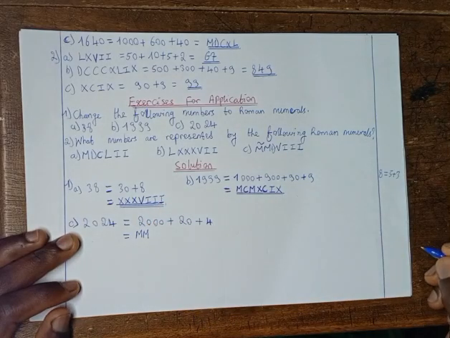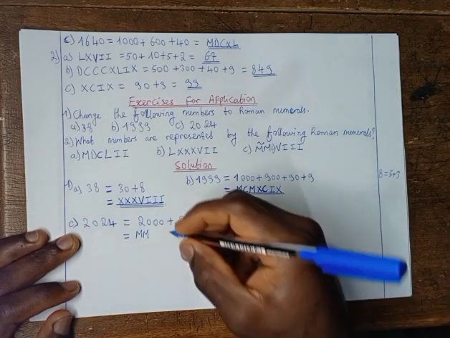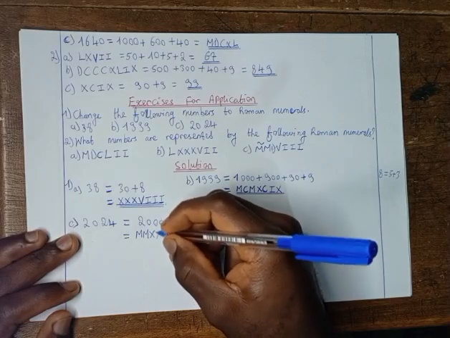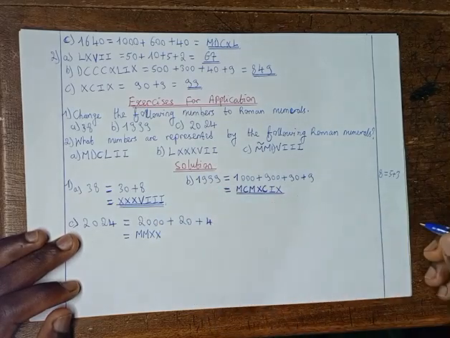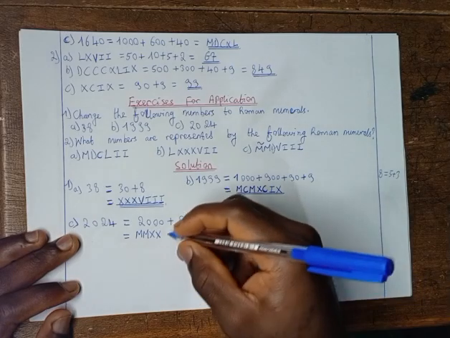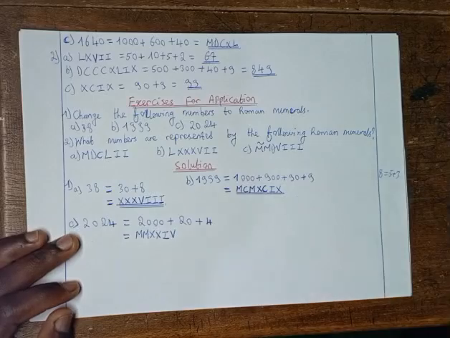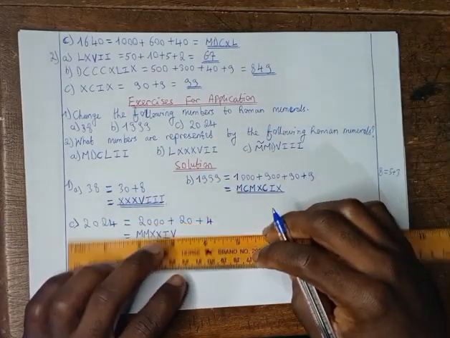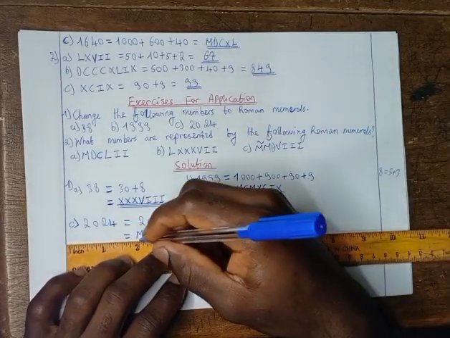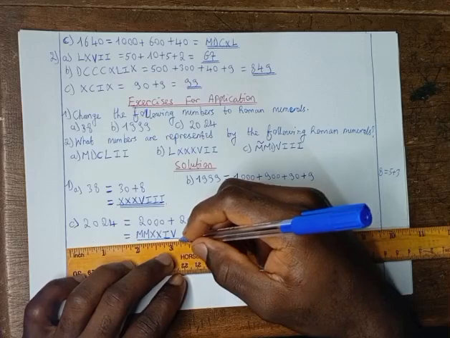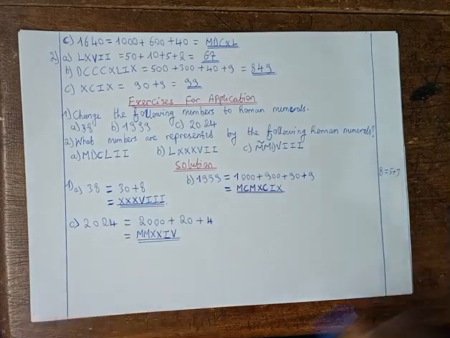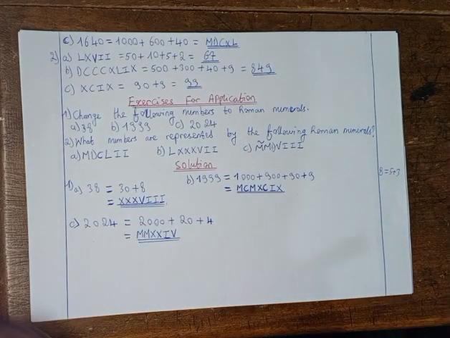Next, 20. We know 20 is the same as 10 plus 10. So we are going to make use of 2 X's. Next, 4. We know 4 is the same as 5 minus 1. So we are going to write an I before V. We are done with the representation of 2024. Next, we go now to question 2.